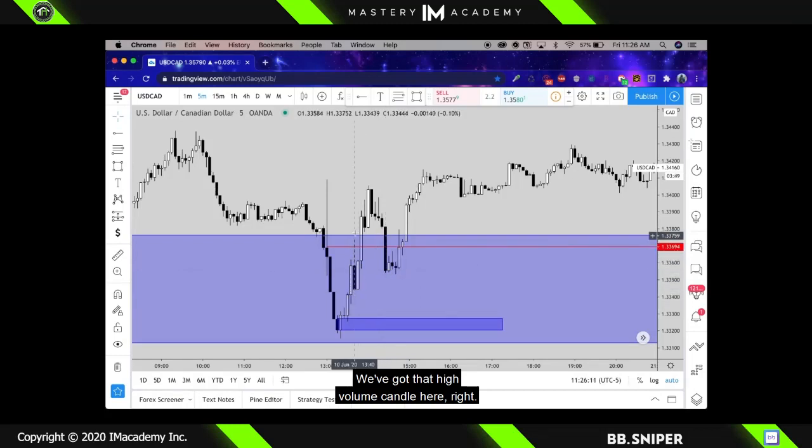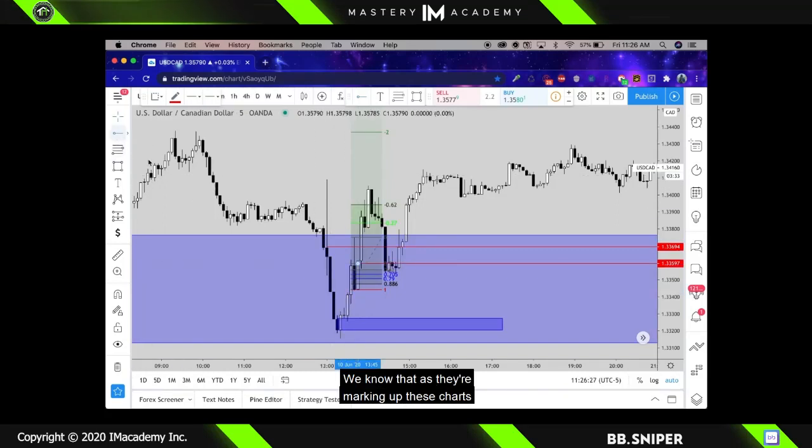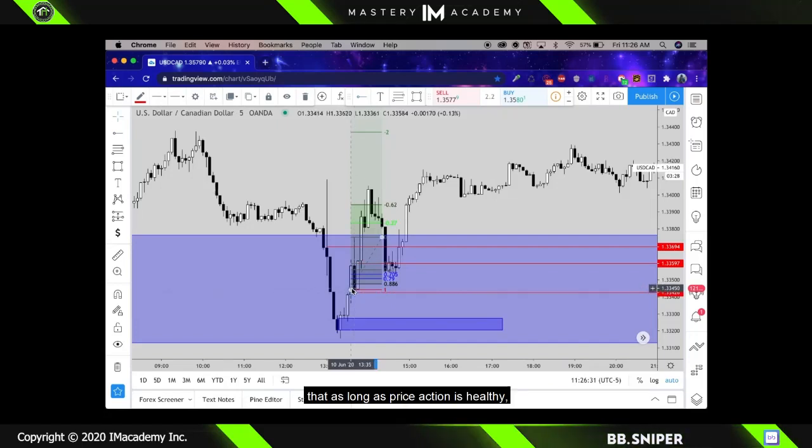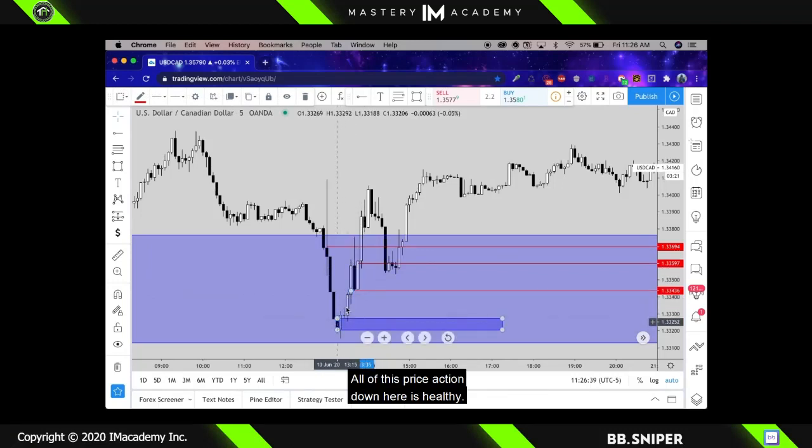We've got that high volume candle here, right? If you identify this high volume candle from wick to wick and you note the 50%, you can look to execute at the 50% of that candle, okay? With a stop, of course, below the low. We know that as they're marking up these charts, as long as price action is healthy, we shouldn't come back to those areas. All of this price action down here is healthy.